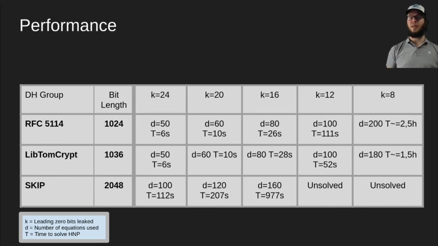Nevertheless, generally speaking, the attacker needs to collect roughly 200 equations, which may require millions of connections to the server, as the attacker might have to re-measure the handshake multiple times to make sure he does not make any mistakes. For our parameters, the hidden number problem solver then required up to 3 hours to solve this equation system.